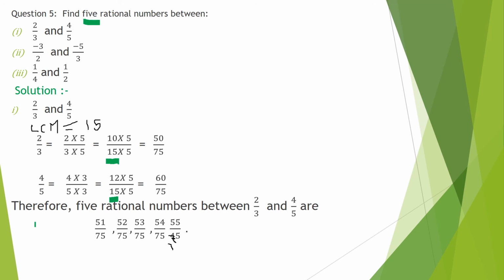I want you to try the second and third part on your own once. This is the second part, this is the third part. I want you to try it once. Still, if you have any problem, I'll discuss it with you in your class.